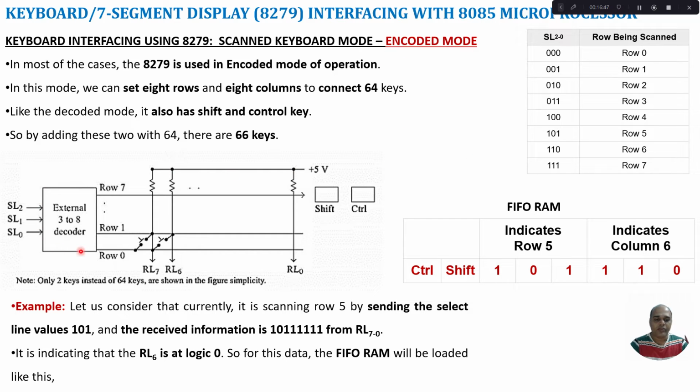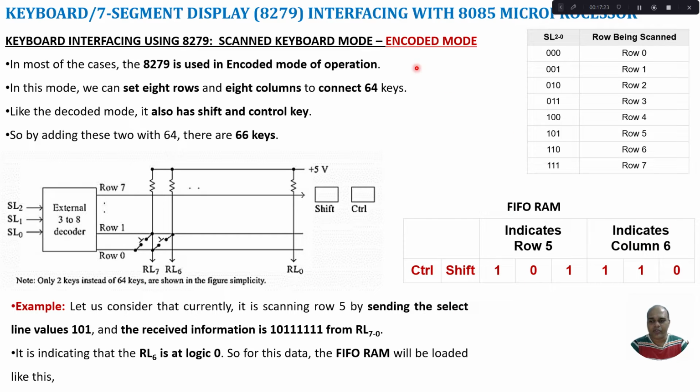Right? So we make use of a decoder to convert your scan lines into corresponding rows. So for example, if my scan line is 0, 0, 0, then row 0 will be selected. 0, 0, 1, row 1 will be selected. 1, 1, 1, row 7 will be selected. So depending upon my scan line, the corresponding rows will be activated. Once the row is activated, then the CPU will try to read the column value RL0 to RL7. Then that value will be loaded into the FIFO RAM.